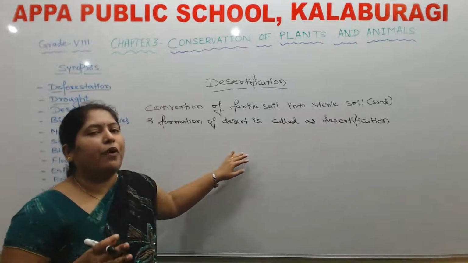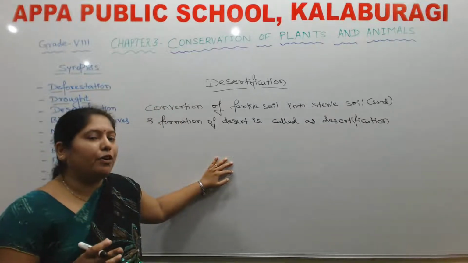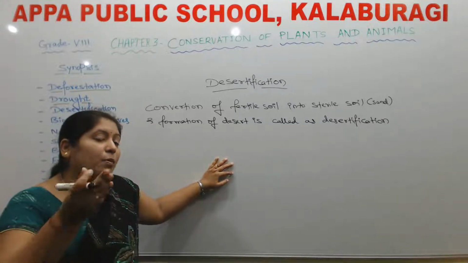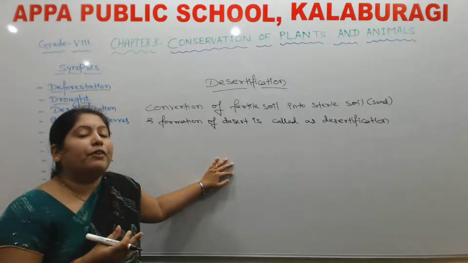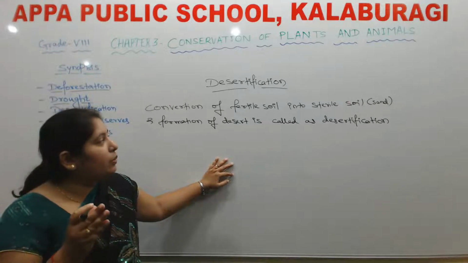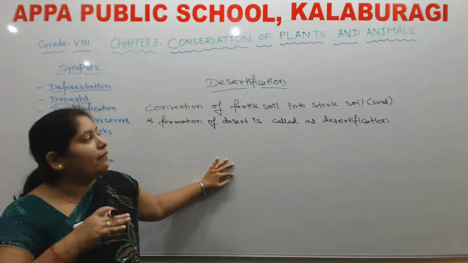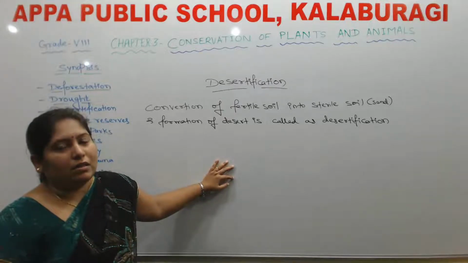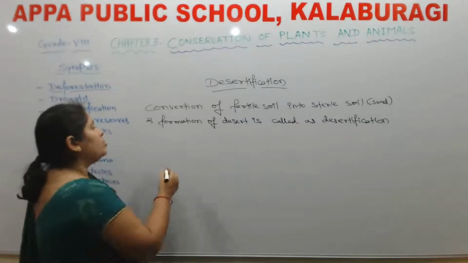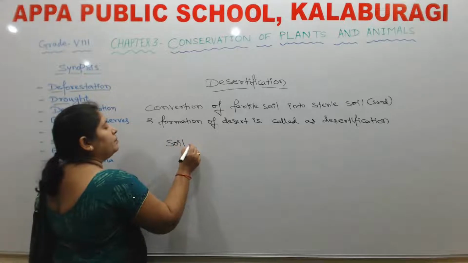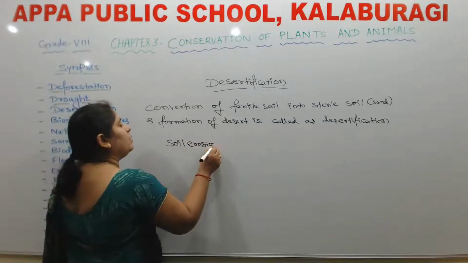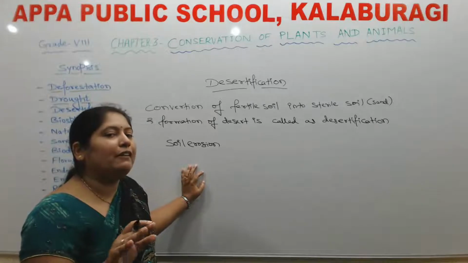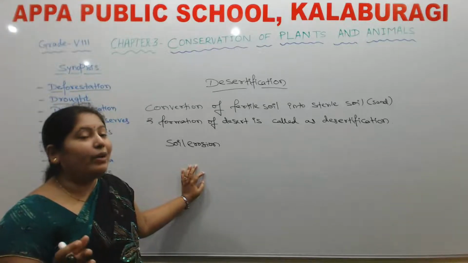How is it going to form? How are the deserts going to form? Whatever deserts we are observing nowadays, once upon a time all of those were fertile land only. But due to soil erosion, they converted into sterile land, that is nothing but desert, right? Due to soil erosion, the fertile land or fertile soil is going to convert into sterile. How is it going to convert?